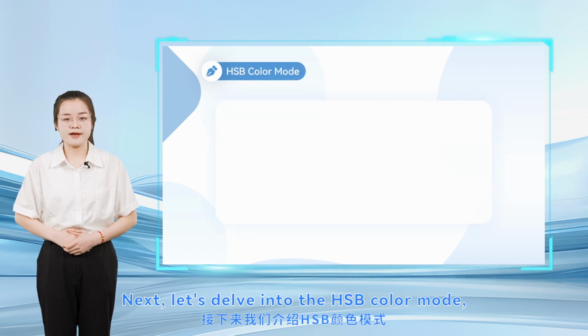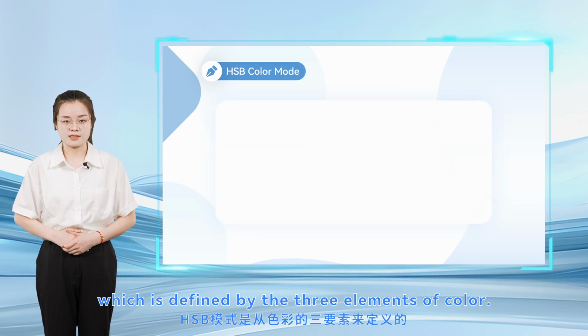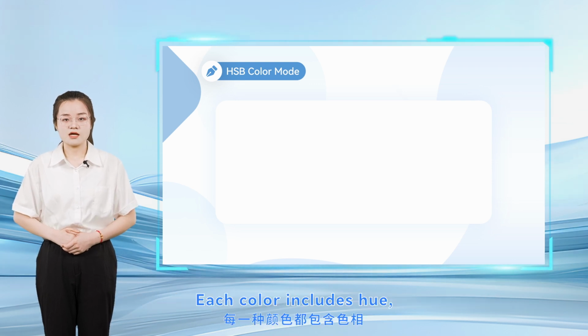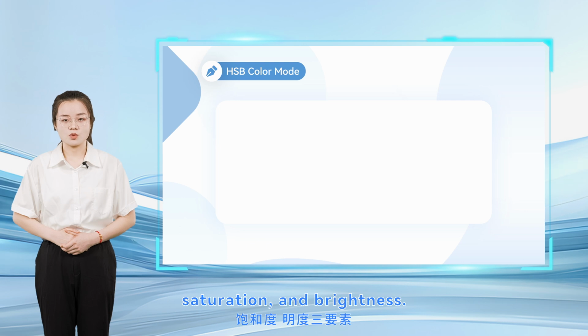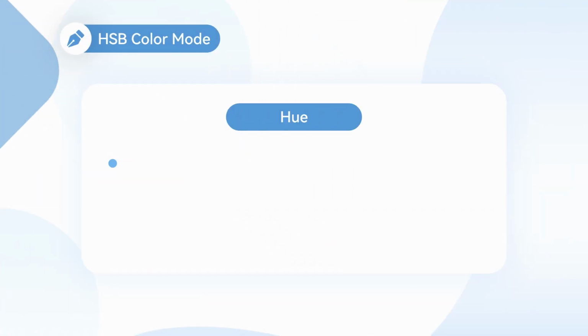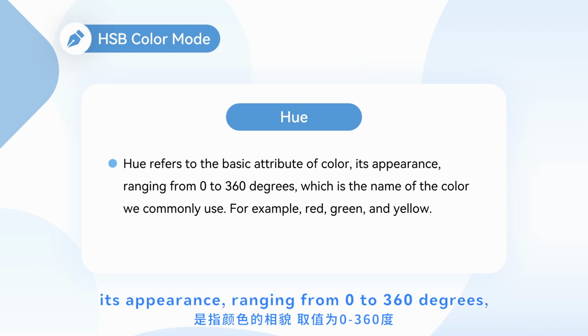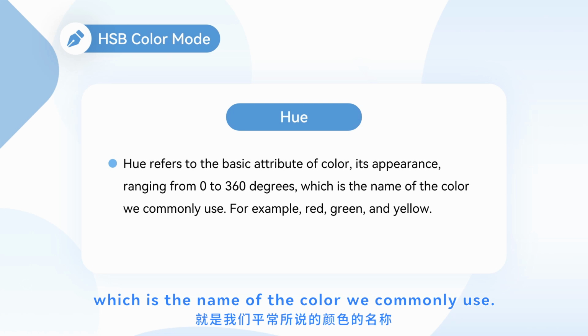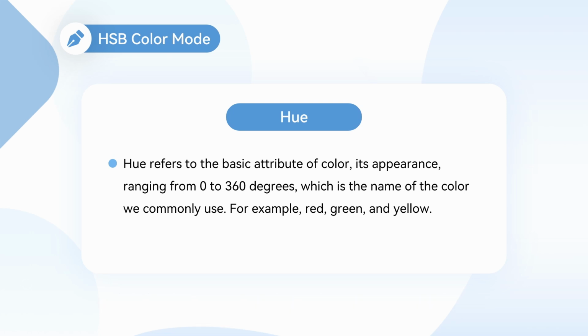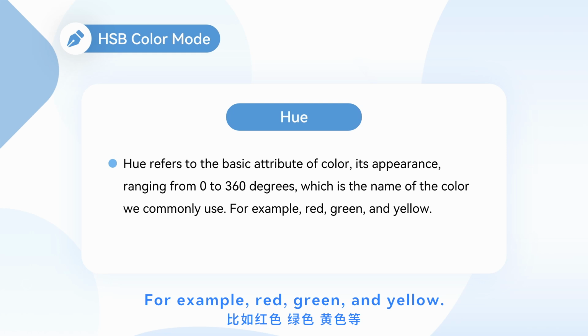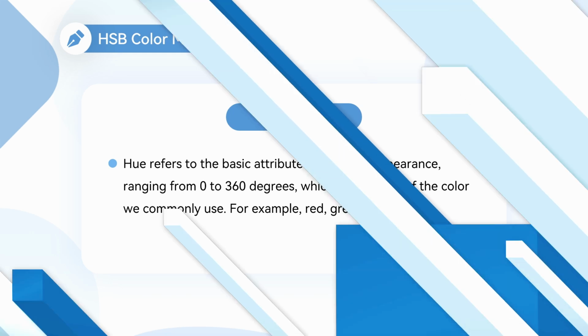Next, let's delve into the HSB color mode, which is defined by the 3 elements of color. Each color includes hue, saturation, and brightness. Hue refers to the basic attribute of color, its appearance, ranging from 0 to 360 degrees, which is the name of the color we commonly use. For example, red, green, and yellow.